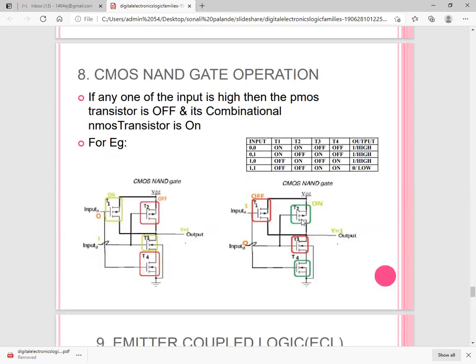The next point is CMOS NAND gate operation. If any one of the inputs is high, then the PMOS transistor is off and its corresponding NMOS transistor is on.